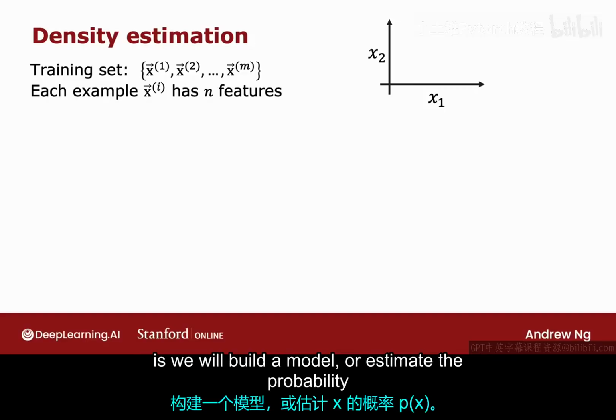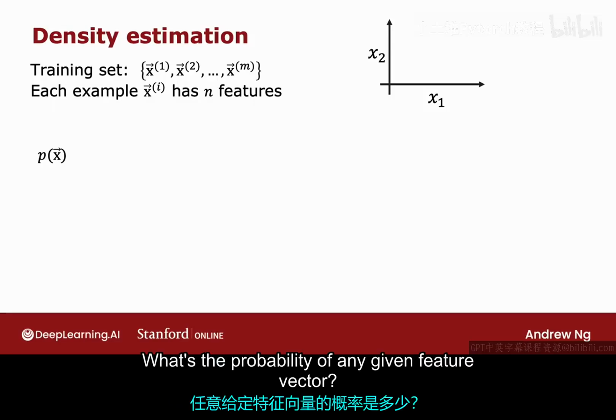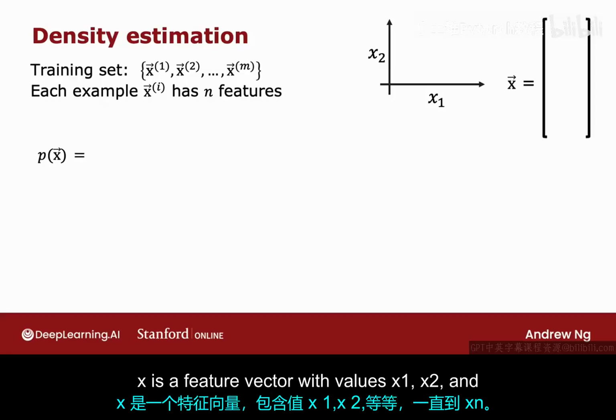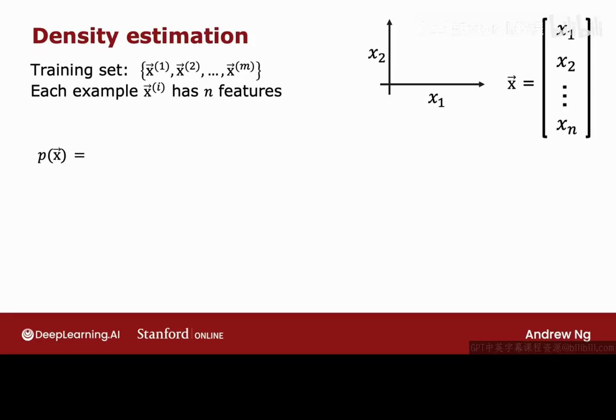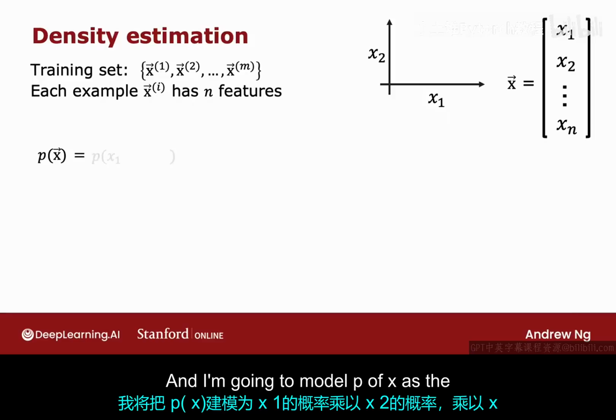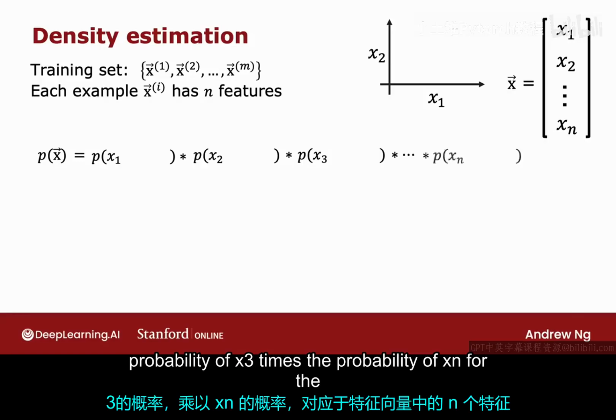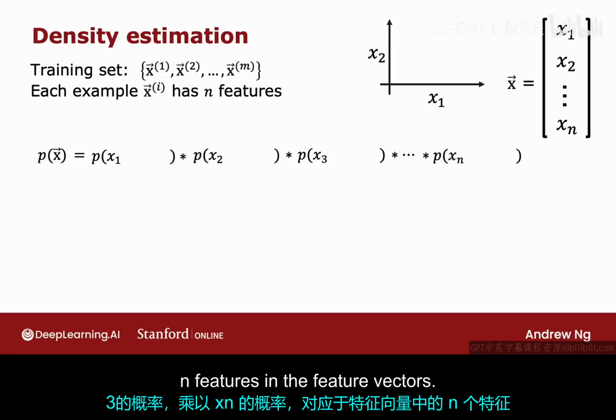And all that means is we will build a model or estimate the probability for P of X. What's the probability of any given feature vector? And our model for P of X is going to be as follows. X is a feature vector with values x1, x2, and so on down to xn. And I'm going to model P of X as the probability of x1 times the probability of x2 times the probability of x3 times the probability of xn for the n features in the feature vectors.